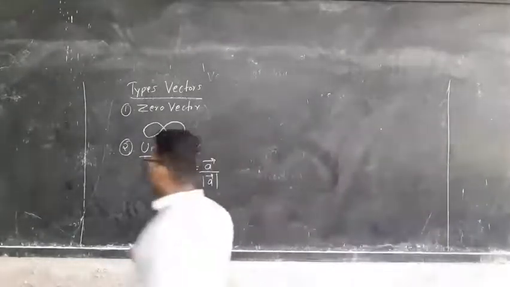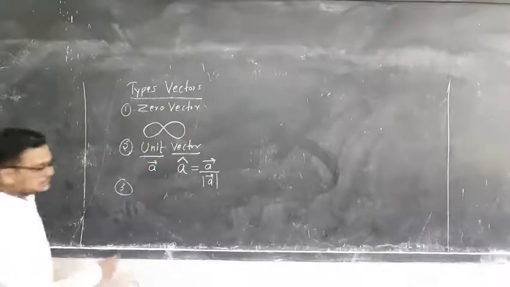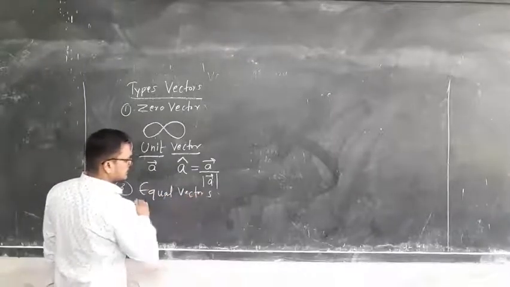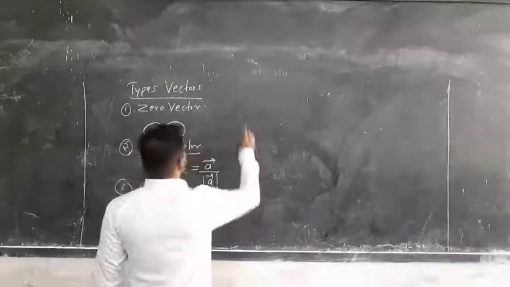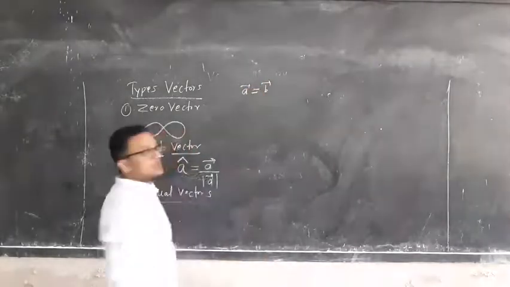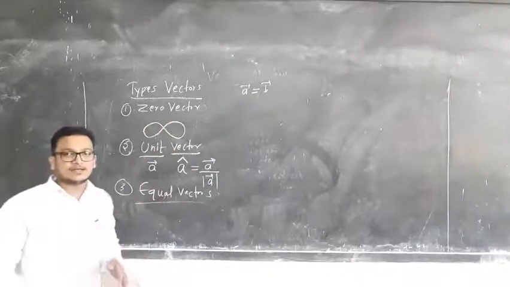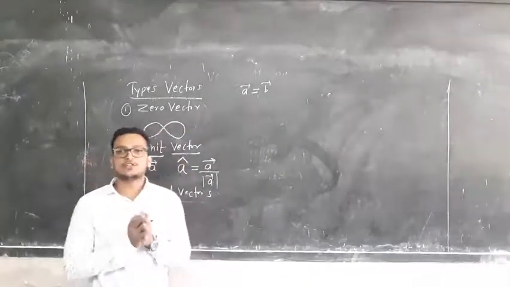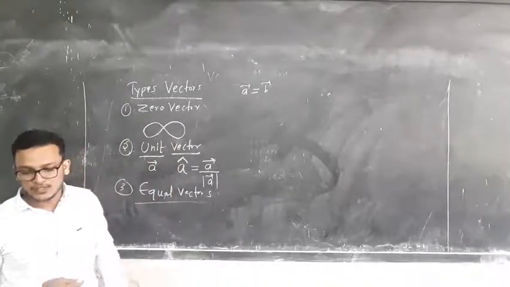Next, the third type, equal vectors. Suppose I have vector A and vector B, and I want to say both vectors are equal. We call them equal when they are the same in magnitude and the same in direction. If their magnitude and direction are the same, then those two vectors are said to be equal.